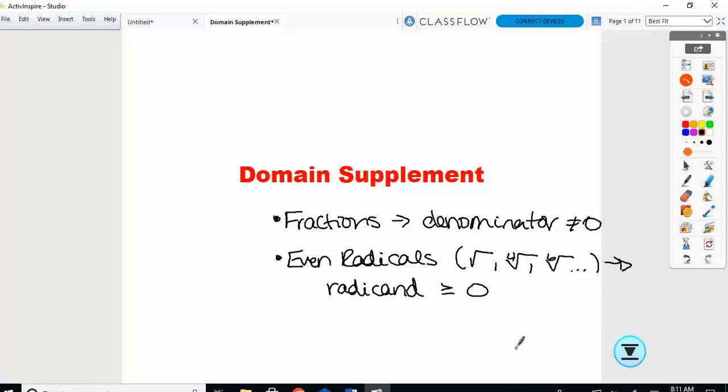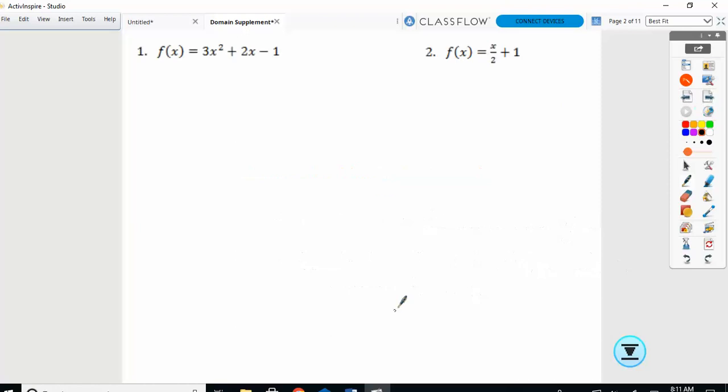If our equation or our function doesn't have a fraction and it doesn't have an even radical, what do you think your domain is? Everything. Domain is what you can plug in for x. If you don't have any fractions or radicals to worry about, you can put in any value for x that you want. So our domain would be negative infinity to positive infinity. If we have one of these two scenarios, then we have to look at it and figure out what our domain would be. So here is our first example.